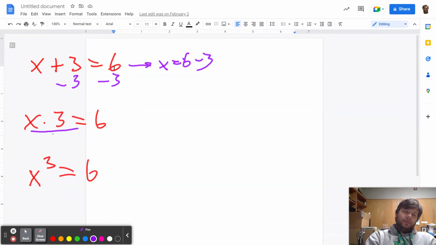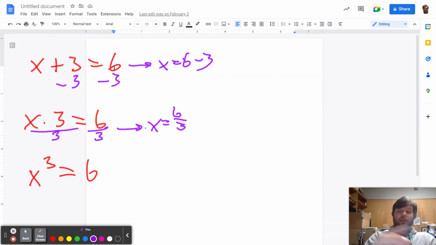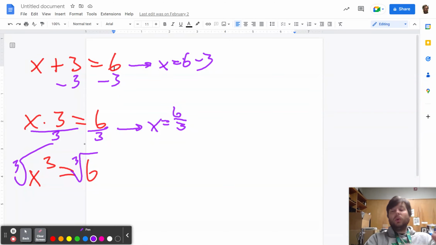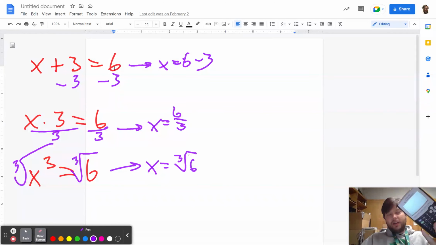The second one, x times 3, the opposite of times is divide. So I can write x equals 6 divided by 3. The third equation, x to the third power, the opposite of third power is third root, or 1/3 power. And I could just write x equals the cube root of 6. Each of those things that I wrote in purple is something I can type into my calculator. I can type in 6 minus 3. I can type in 6 divided by 3. I can even type in the cube root of 6. The calculator tells you, here are your answers.